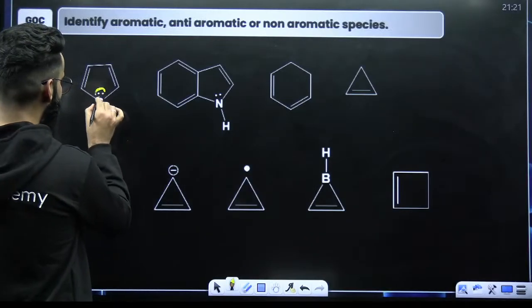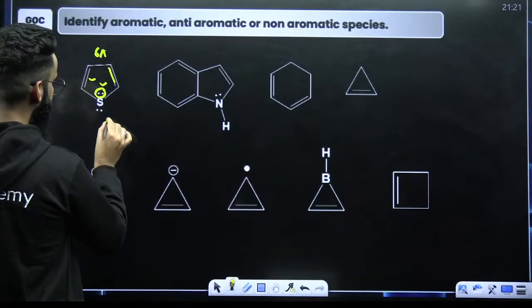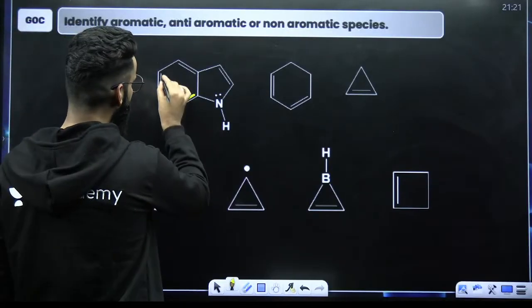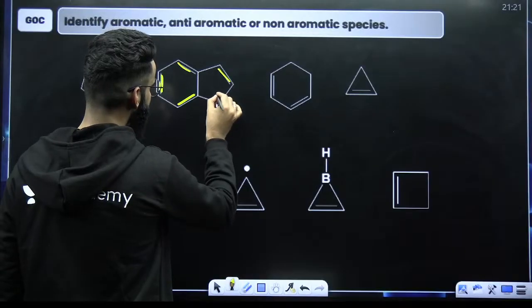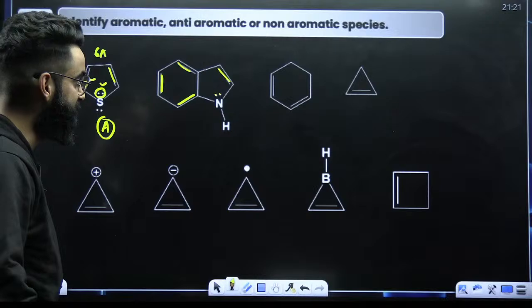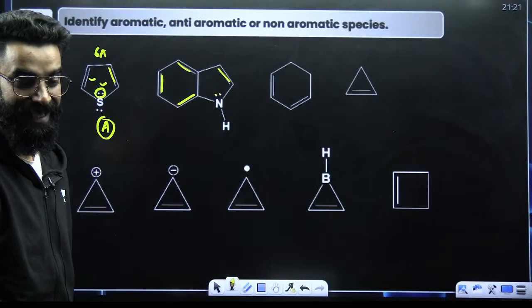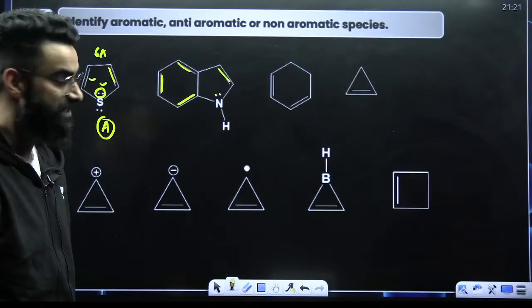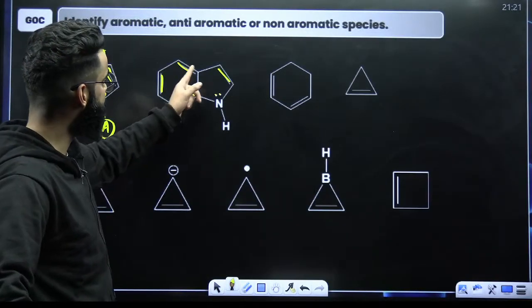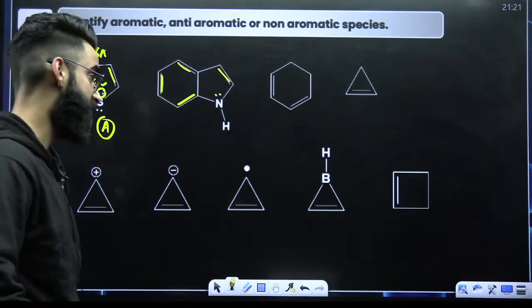Now check these. Among these two lone pairs, one lone pair is in conjugation. So 2, 4, 6. 6 pi electrons means aromatic, right? 2, 4, 6, 8, 10. 10 pi electrons, guys. What do you think? Is it aromatic or anti-aromatic? Is it following Huckel's rule? 2, 4, 6, 8, 10. This is also aromatic.